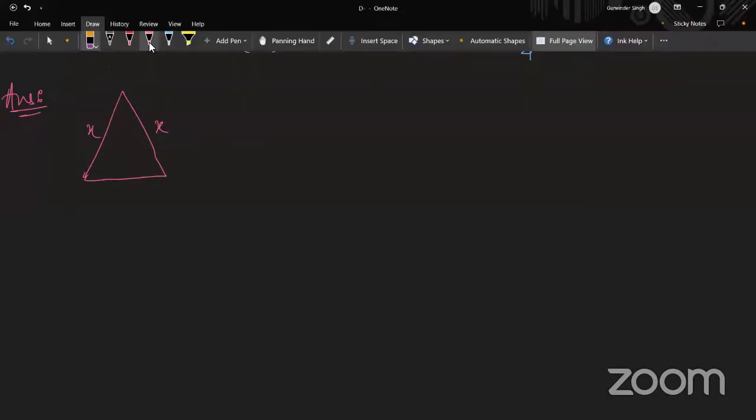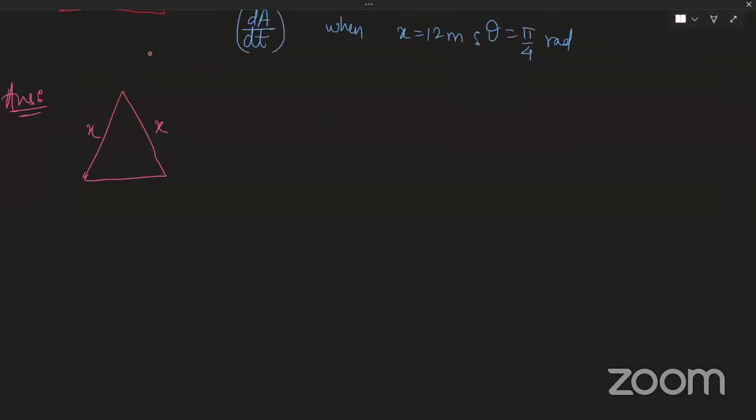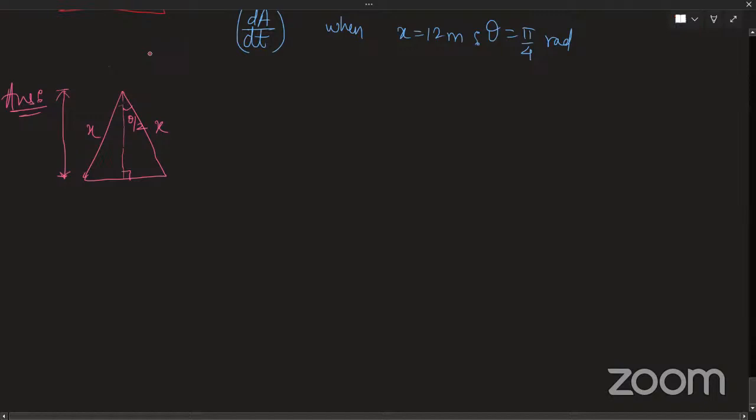See, this is x, and this is an isosceles triangle. So if I pull down a perpendicular, this angle will be theta by 2. If this angle is theta by 2, the height will be x cos theta by 2, and this half-base will be x sine theta by 2.